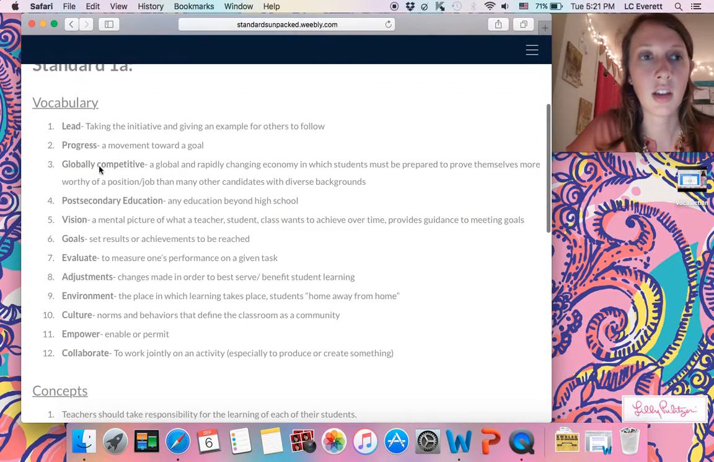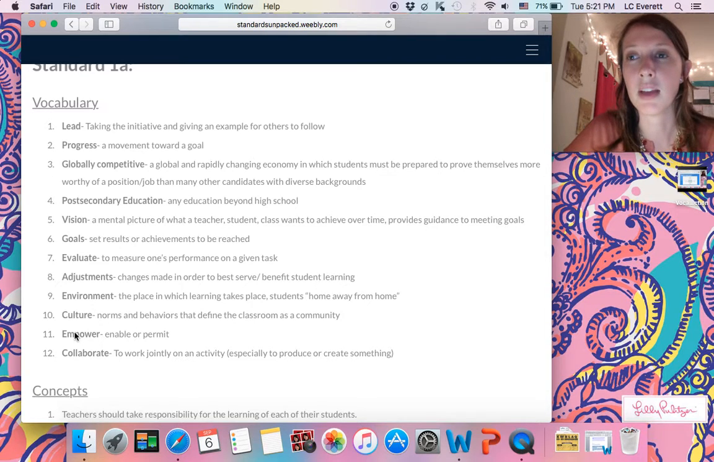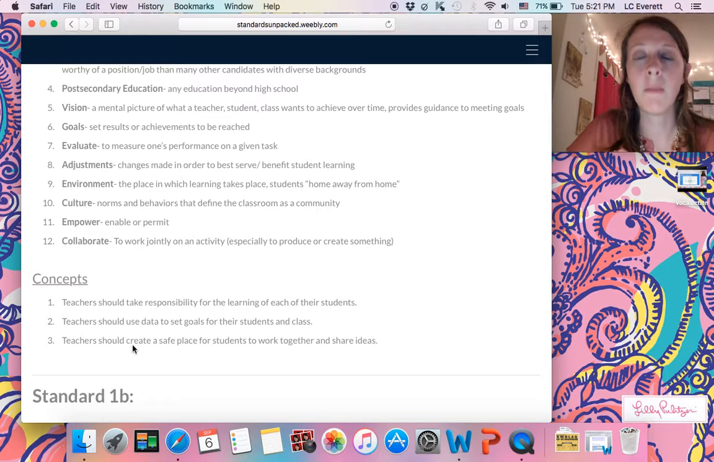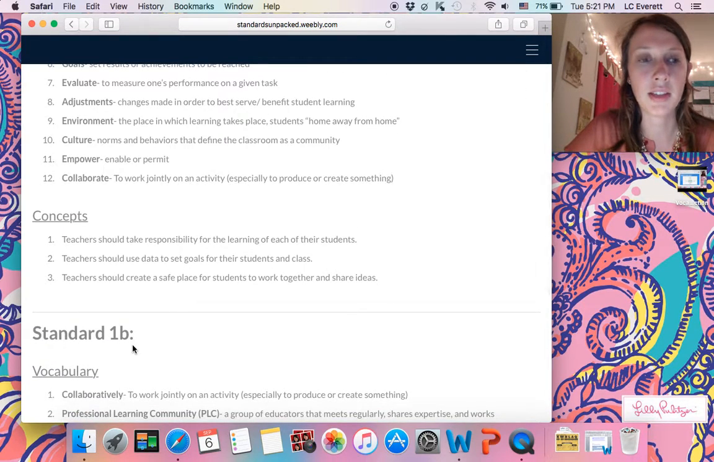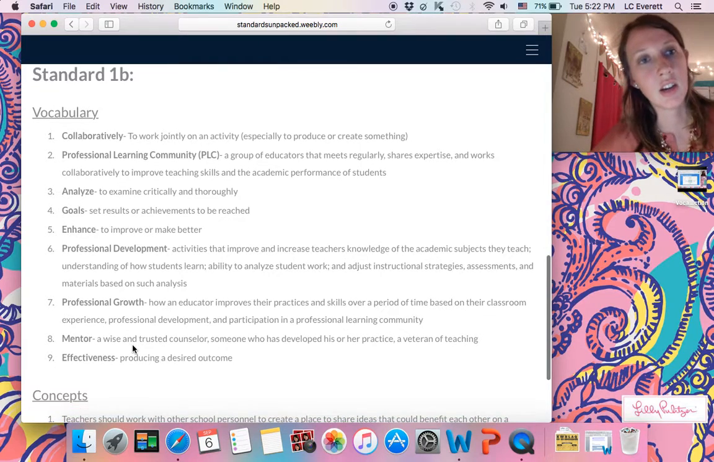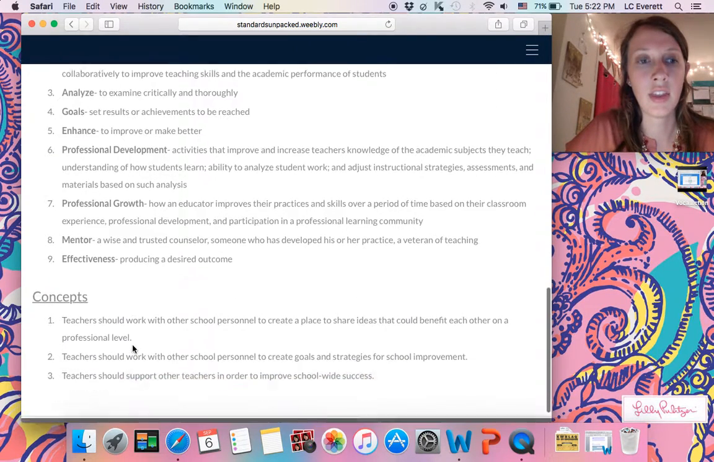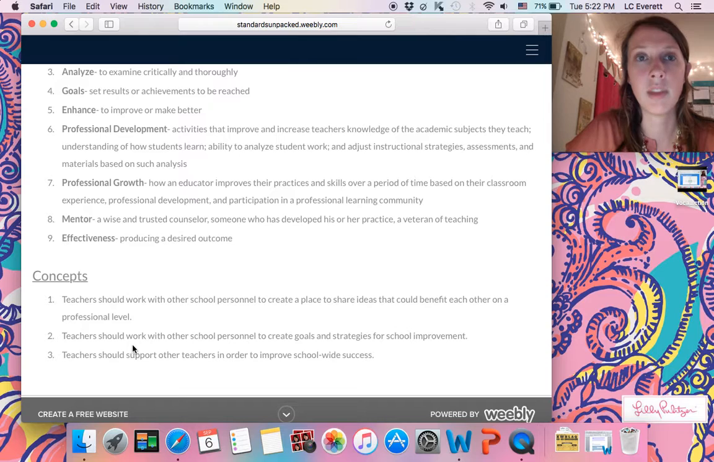Here you'll take a look at some of the vocabulary that's used in each standard and just how I found a definition for it that makes it easier to understand the standard, and then some concepts that I pulled out of the standard itself that I thought were really important for us to recognize, just the big key ideas throughout that standard. Same for Standard 1B. There's the vocabulary terms that I pulled out that I felt needed to be defined in order to make it clearer to understand, and then the big concepts that I found that were really important from that standard specifically.